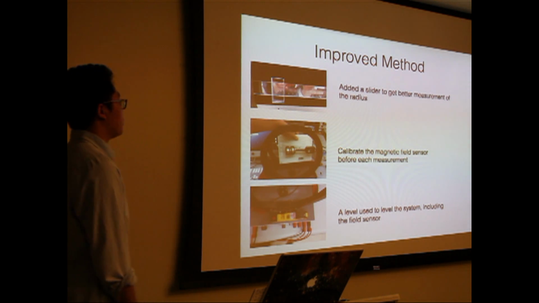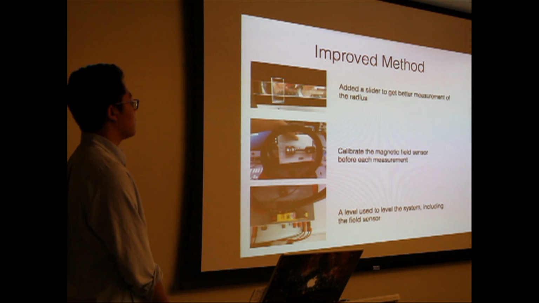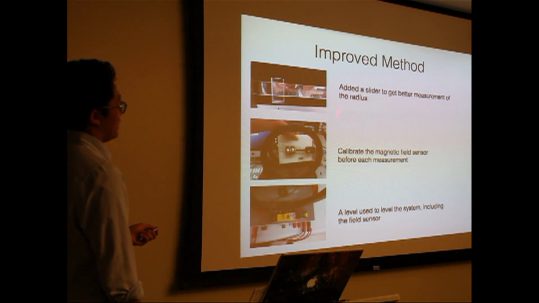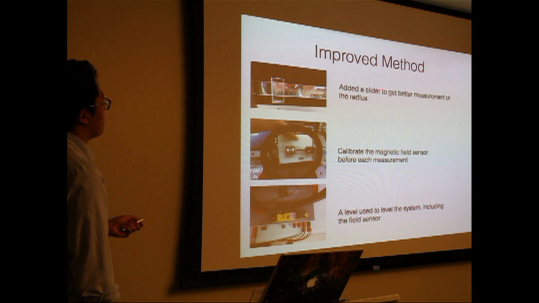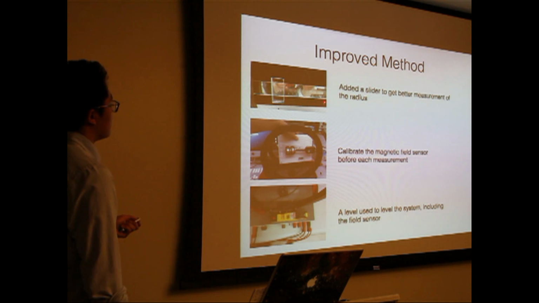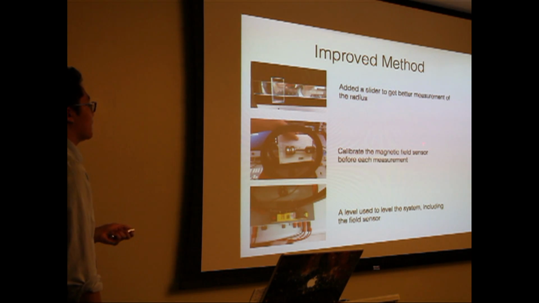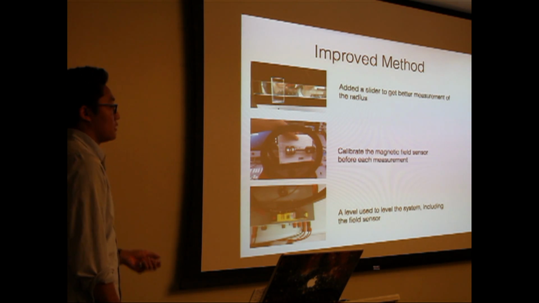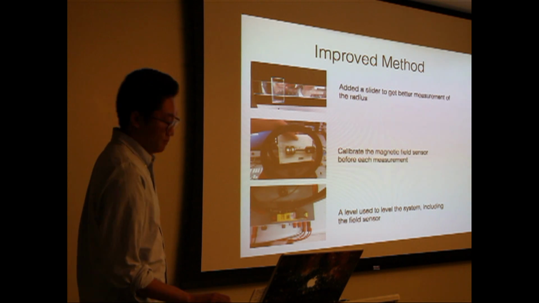I also used some improved methods to get the data more precisely. First, I added a slider on the ruler to get a better measurement of the radius. Secondly, I zeroed the magnetic field sensor before each measurement. And I also used a level to level the system, including the field sensor.